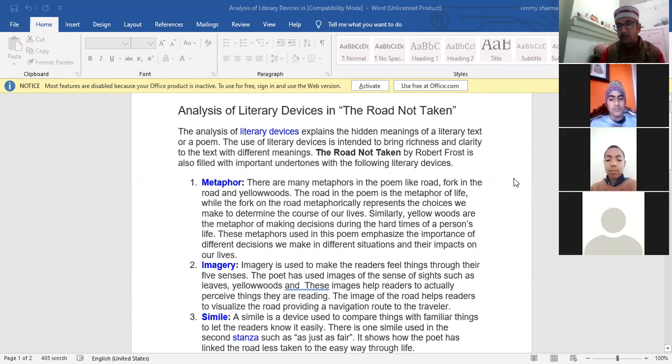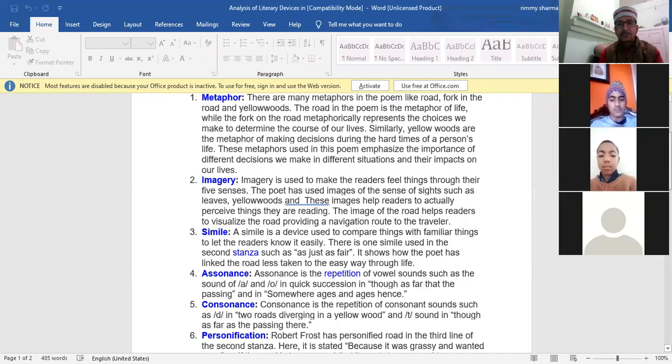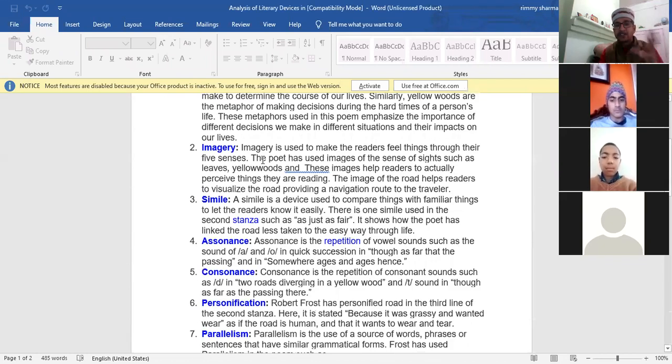Then imagery. I didn't tell you about imagery. Imagery is when some image is being explained to you, making readers experience things through their five senses. Five senses, you know, sight, smell, sound. Explain something like yellow woods. You can understand yellow woods means autumn signs. And all this, fine. Navigate two roads, forking ground. And simile. What is simile? As just as fair. Simile used is as just as fair. You understand simile now? Comparison. Fair means good.